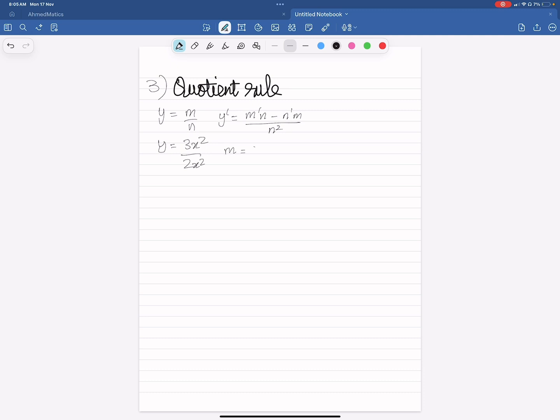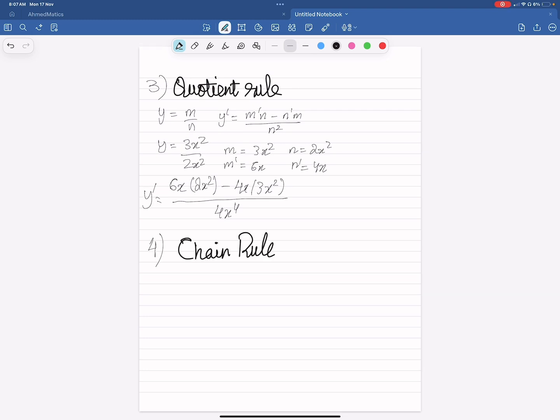So m is 3x squared, so m prime would be 6x, and n is 2x squared, so n prime would be 4x. Now we just have to substitute the values, which is quite easy. So it's m prime, 6x, multiplied by n, which is 2x squared, minus n prime, 4x, multiplied by 3x squared, over (2x squared) to the power 2, so it would be 4x to the power 4. And after that you just have to simplify and you get your derivative, you get your y prime.